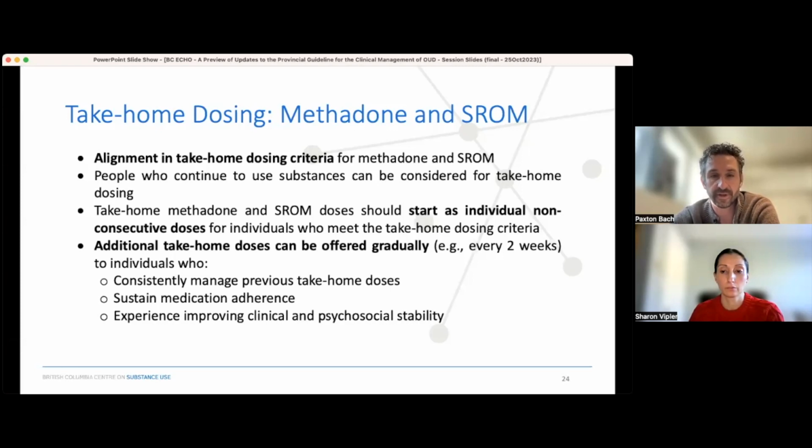Take-home dosing has been aligned for methadone and slow-release oral morphine. Anyone can be considered after 4 weeks at a reasonably stable dose, regardless of whether they're continuing to use substances or not; that is not the only factor to consider any longer. They'll start with individual non-consecutive doses, and every 1 to 2 weeks can accumulate further non-consecutive doses. After 12 weeks and demonstrated safety and consistency with non-consecutive dosing, they can begin to qualify for consecutive take-home doses.